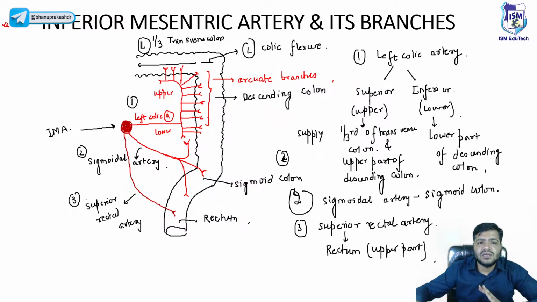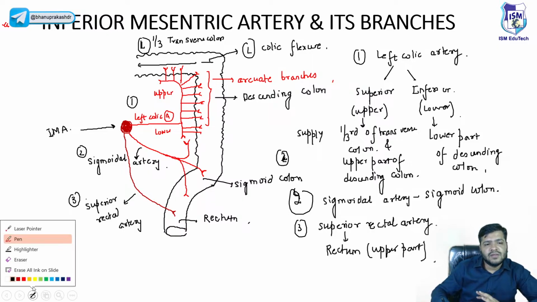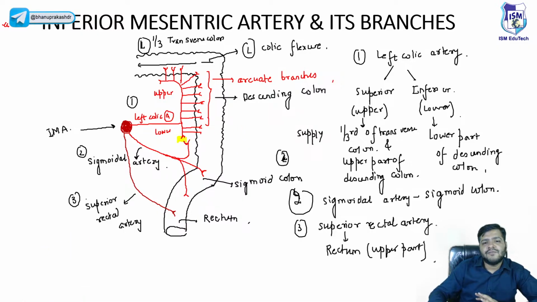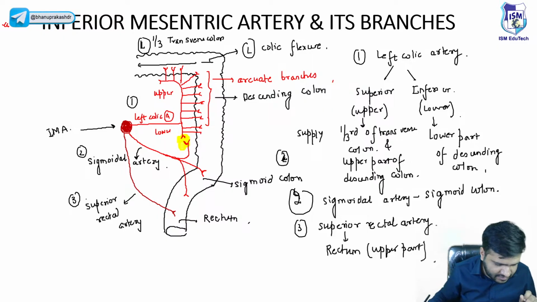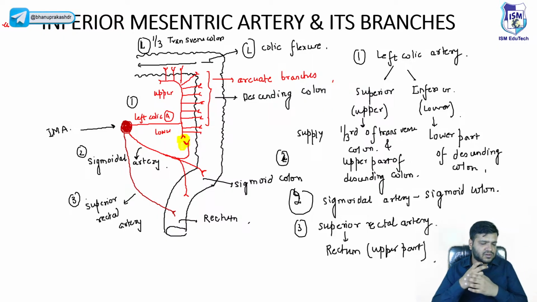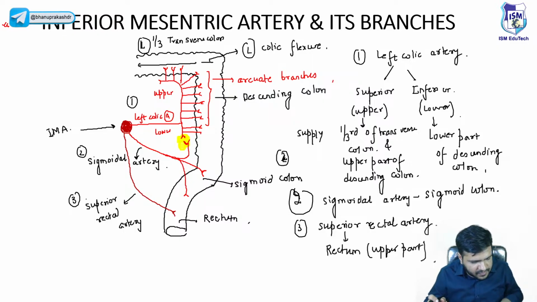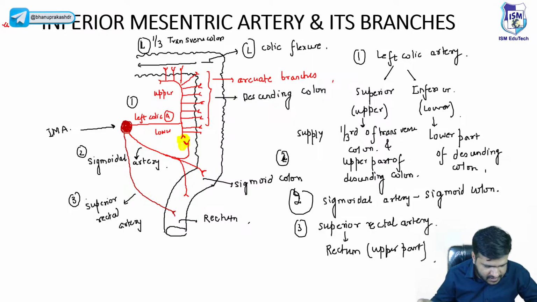And you already know these are anastomosing, guys, right? The sigmoidal artery and the descending branch of the left colic artery are anastomosing. So wherever you find these two branches, it simply means they are anastomosing with each other. I hope the inferior mesenteric artery is clear to everyone.